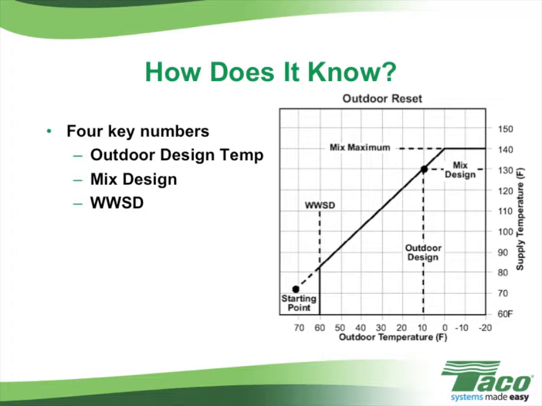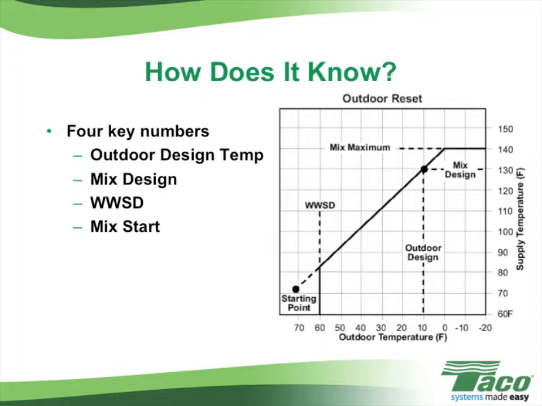Next is something called WWSD, or warm weather shutdown. This occurs when the outdoor temperature is equal to the desired indoor temperature. When that happens, the heat loss of the building is zero and no heat is needed. In the warm weather shutdown mode, the eye valve will not enable, thereby preventing heat from being supplied to the building accidentally. The final number you need is the mix start. That's the water temperature you want running through the radiant system at the warm weather shutdown point. The eye valve defaults to 72 degrees.